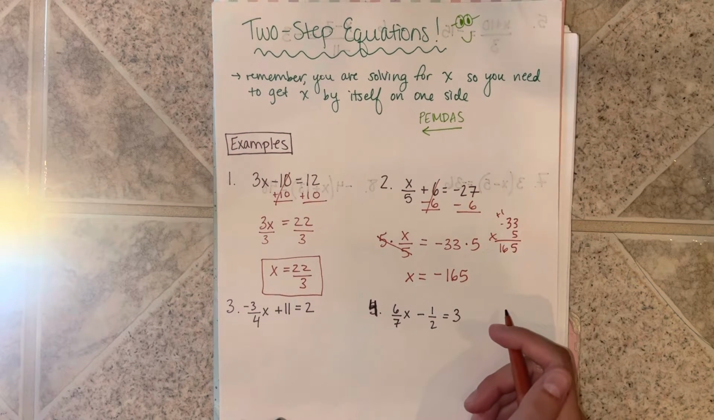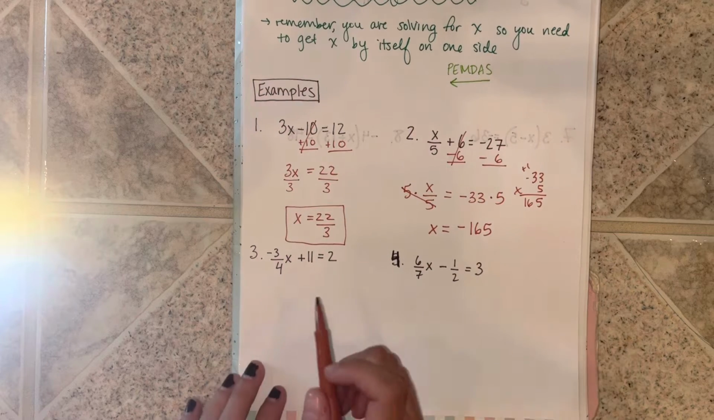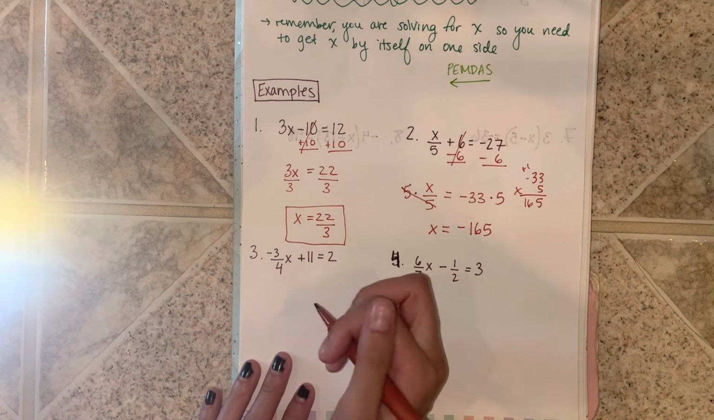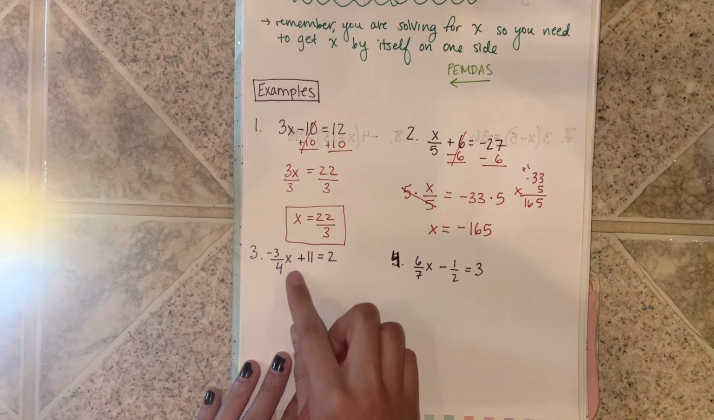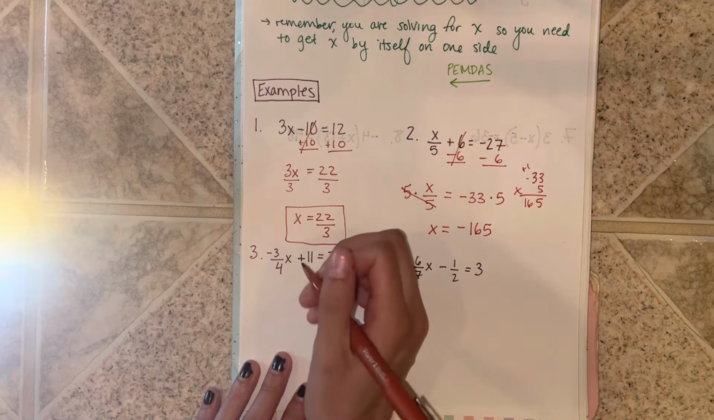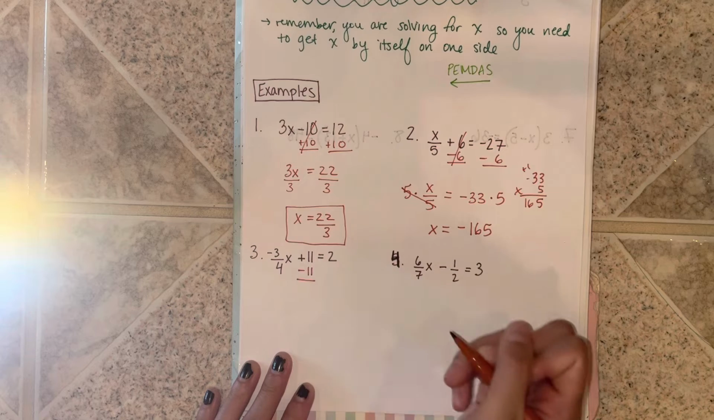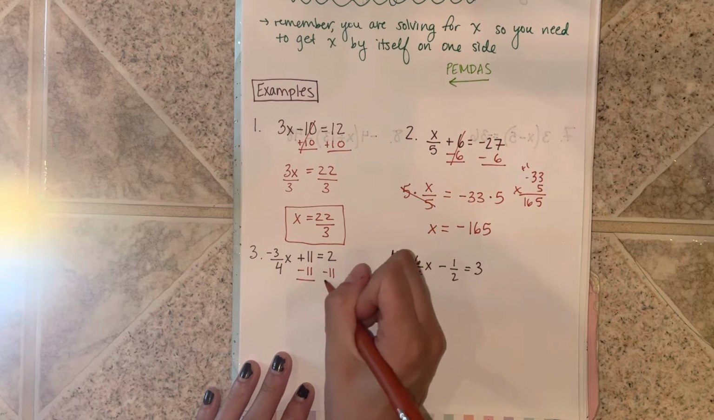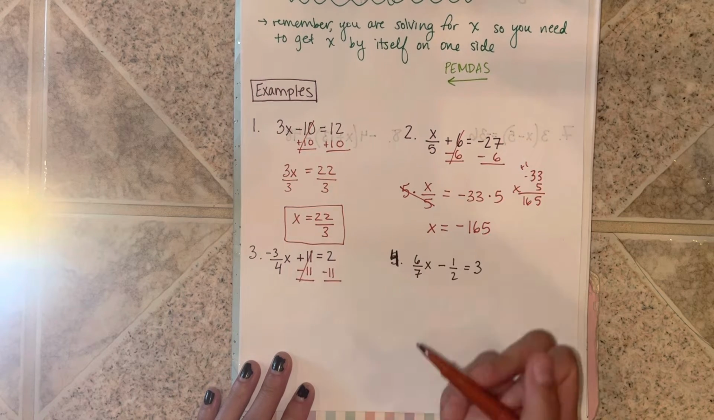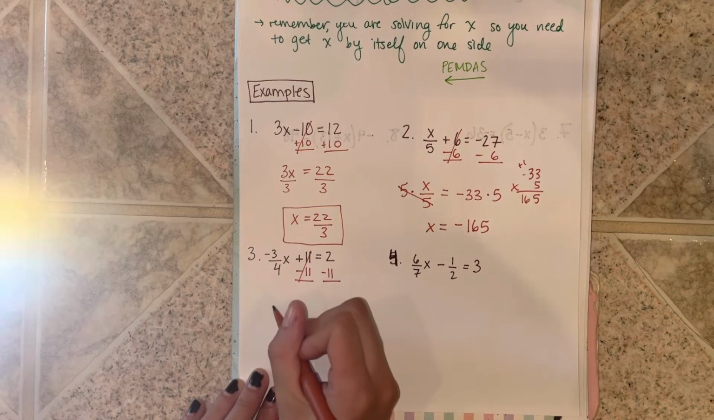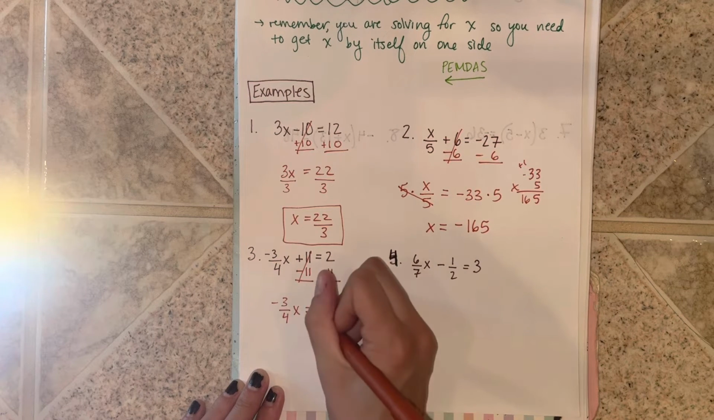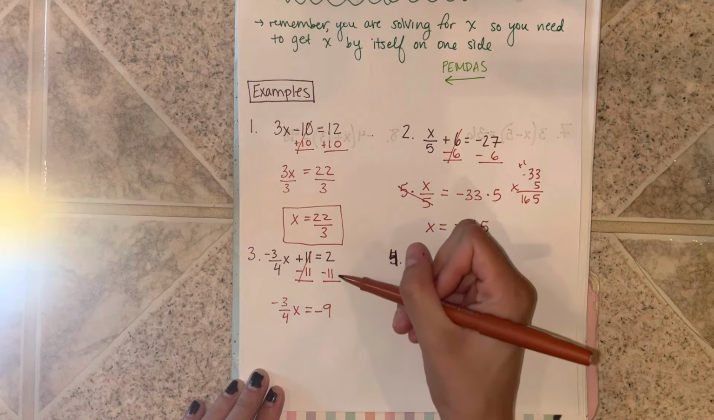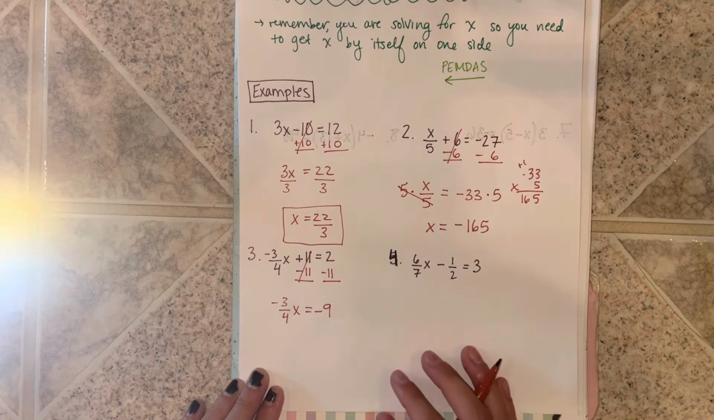Okay, let's look at this problem. Okay, so I've introduced some fractions. So first we need to deal with this addition. So in order to move it to the other side, we have to subtract, right? Because we're working backwards. That cancels out to 0, so on this side we just have negative 3/4 x is equal to negative 9. 2 minus 11 is negative 9.